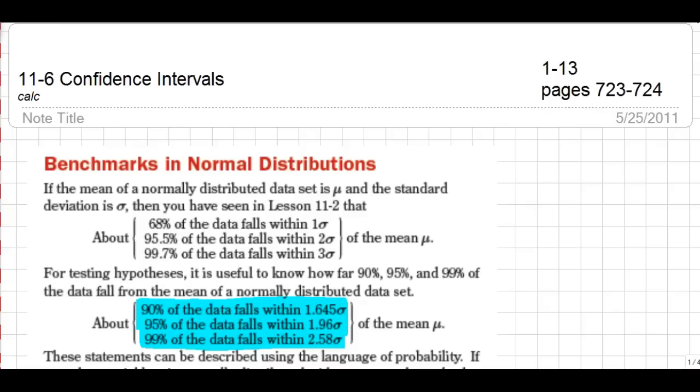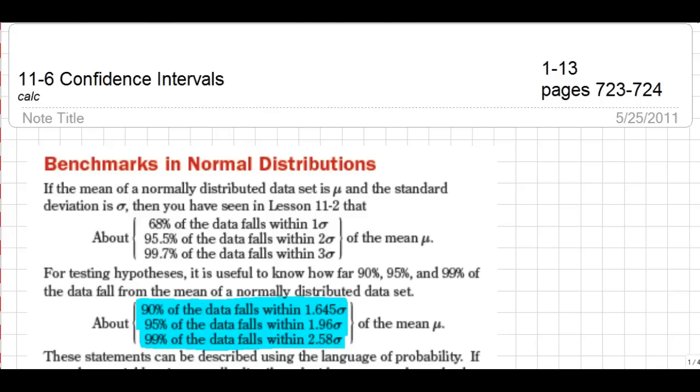This lesson is for FST lesson 11.6 on confidence intervals. Confidence intervals do come up in real life. Mostly you'll hear about them whenever researchers explain their findings or statisticians indicate what they got for research, usually on the news. You'll hear them talking about confidence intervals in that way.